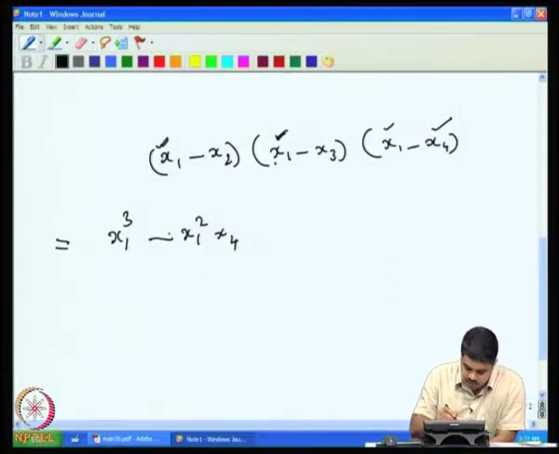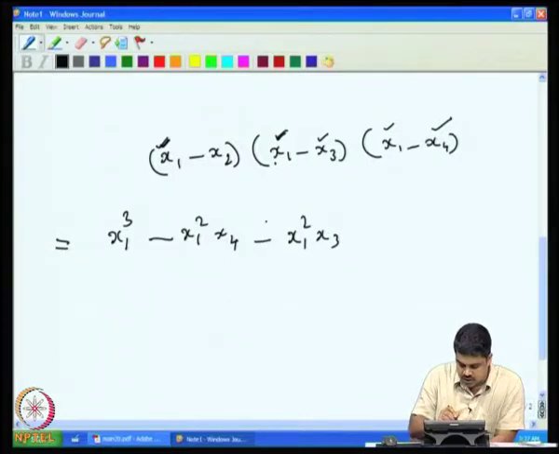This is a minus term, and then now one term from here. Here you can change, the second term can be changed, and the third term. So, again x1 square into x3. So, this is minus, right. So, then we can take, say, so like that you can generate all the terms.